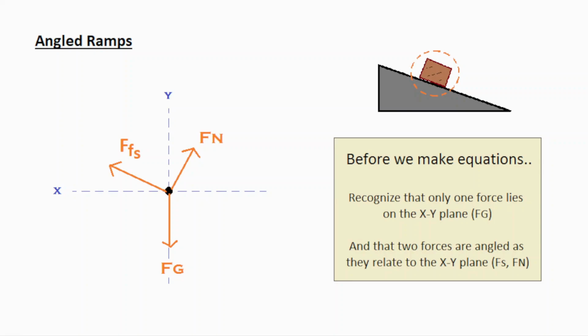Before we make any equations, recognize that only one of our forces lies on the xy plane. That's the downward force of gravity. And 2 of our forces are angled with respect to the plane. That would be friction and normal force. This is what angled ramps do. They tend to produce a lot of angled forces.